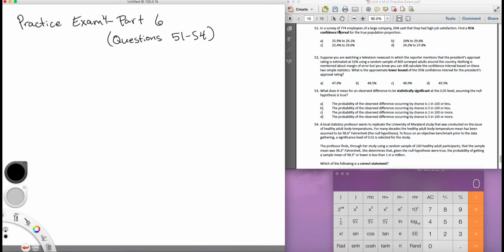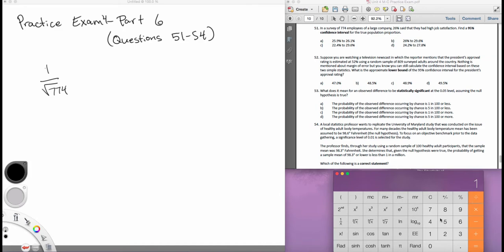So 51 says, in a survey of 774 employees of a large company, 26% said they had high job satisfaction. We want to find the 95% confidence interval for the true population proportion. All right, so we have 774 polled. So I'm going to find the margin of error, which is done by 1 divided by the square root of 774.